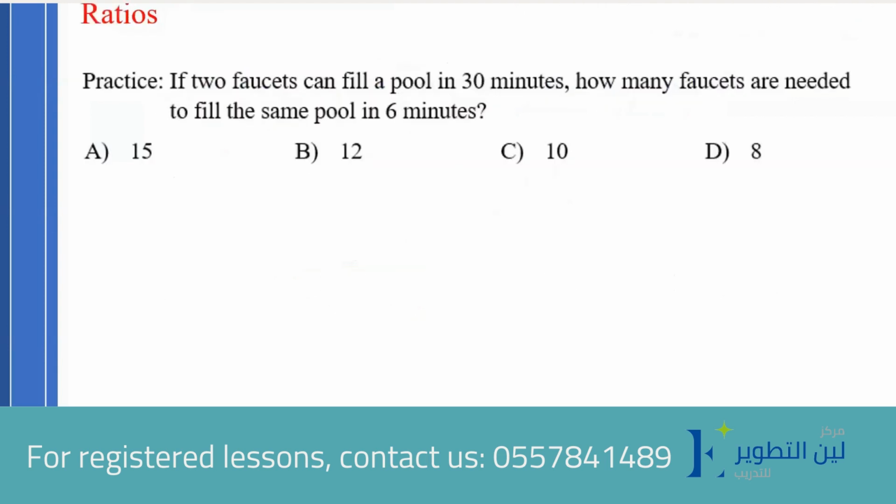No? Okay, I'm going to be fast. Here, can anyone tell me what kind of variation is between the factors here? If 2 faucets can fill a pool in 30 minutes, how many faucets are needed to fill the same pool in 6 minutes? This is an easy problem. Can you tell me how to do it?